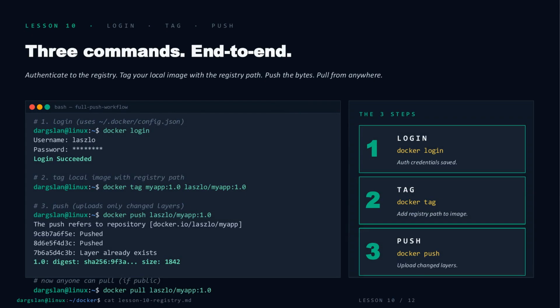Step 1, docker login. Your credentials get cached in config.json, so you only do this once. Step 2, docker tag. You take your local myapp:1.0 and stamp it with the registry path, ghcr.io/laszlo/myapp:1.0. Step 3, docker push. And notice Docker only uploads the layers that actually changed. The rest, it skips. 3 commands, and your image is live. Anyone with access can now pull it from anywhere.